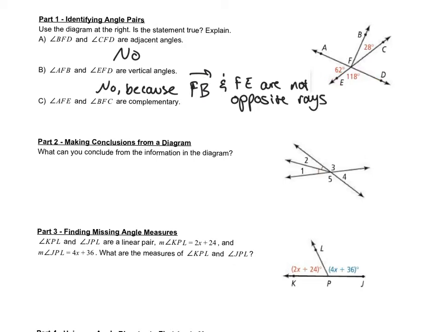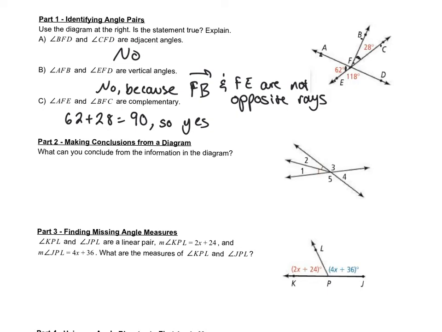All right. And C, it asks if AFE and BFC are complementary. Now we're able to decide this here because we have a degree for AFE and for BFC. The degree for AFE is 62, and the degree for BFC is 28. Now 62 plus 28 is 90. So yes, they are complementary.